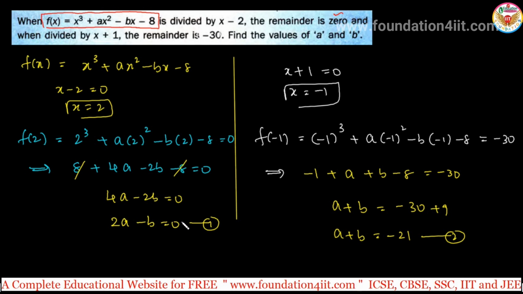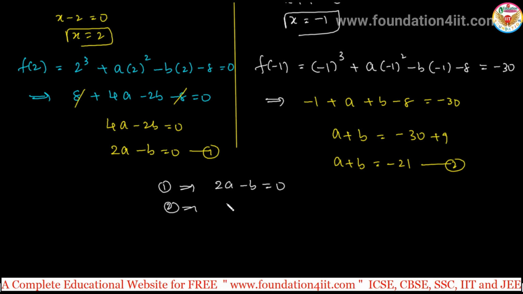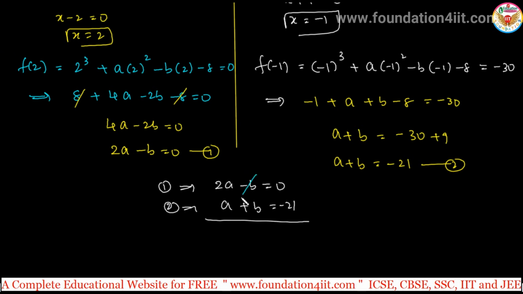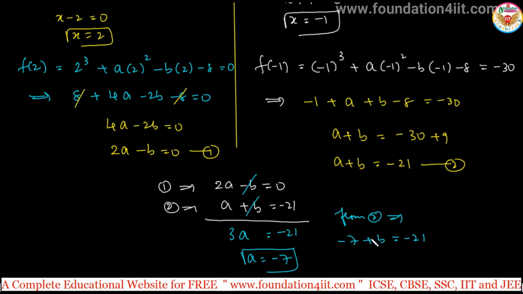2a minus b is 0. Now you can solve by the elimination method. The first equation is 2a minus b is equal to 0, and the second equation is a plus b is equal to minus 21. In the elimination method, plus b and minus b cancel, so 3a by adding is minus 21. So a is equal to minus 21 by 3, that is minus 7. If you know the a value, then you will get the b value. From equation 2, a plus b is minus 21, so minus 7 plus b is equal to minus 21. So b is equal to minus 21 plus 7, so minus 14.